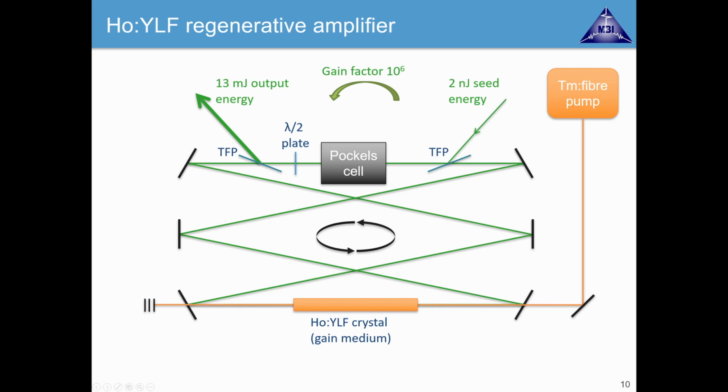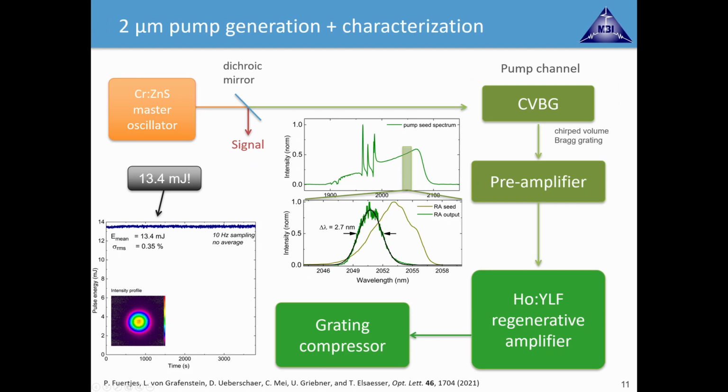So, then the pulse circulates around, and with every pass through the gain medium, it accumulates more and more energy. After 19 round trips, we couple this pulse out again, and now we have 13 millijoules of output energy. In numbers, this is a gain factor of 10 to the 6, which is high enough for our application.